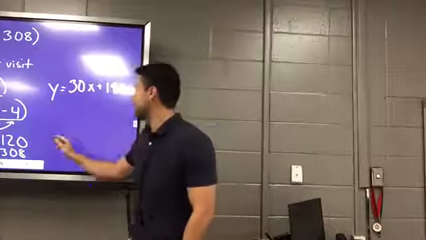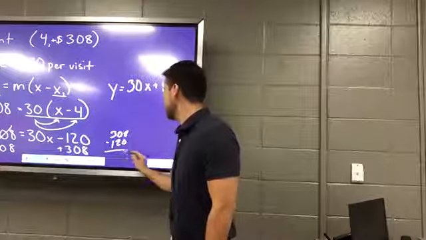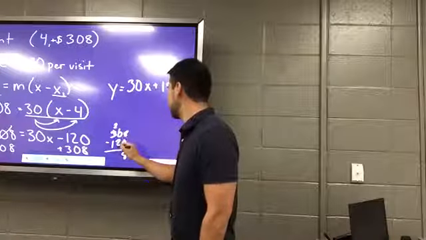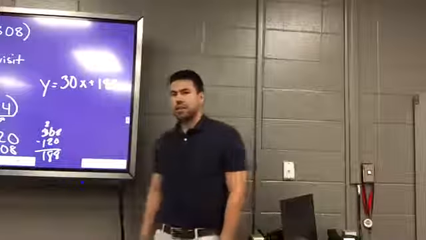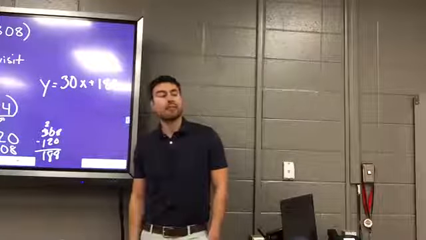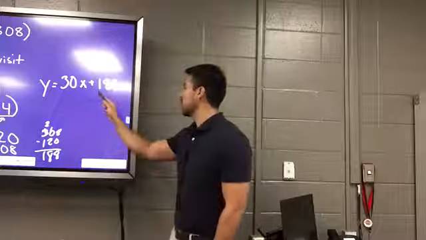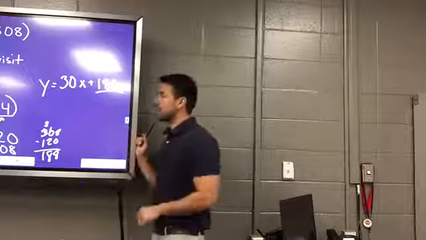And you're like, how did we do that? We did 308 minus 120 because they're opposite signs. One's bigger than the other. And this is just my work. 188. Okay, ready, guys? How much does she pay every month no matter how many times she visits the doctor? Right there. It's $188.